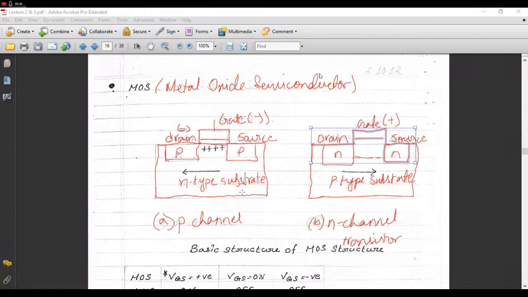MOS. What happens is when we apply a negative gate voltage over here, all the positively charged minority carriers are completely attracted towards the gate, and as a result a bridge is created between these two terminals. One is drain, another one is source, so they are completely linked up. So electrons can now flow from source to drain.